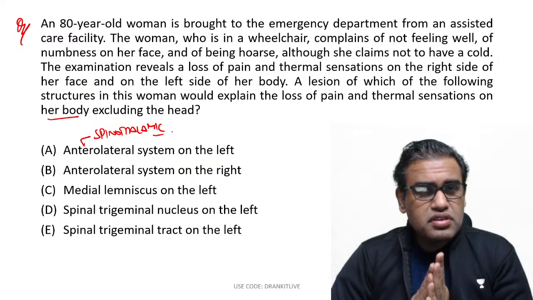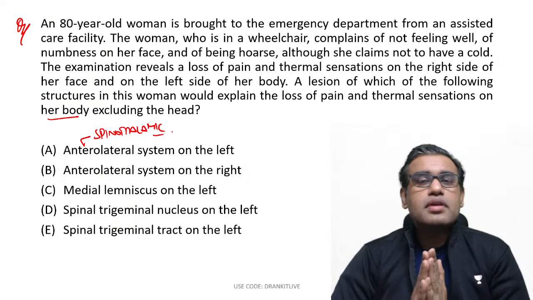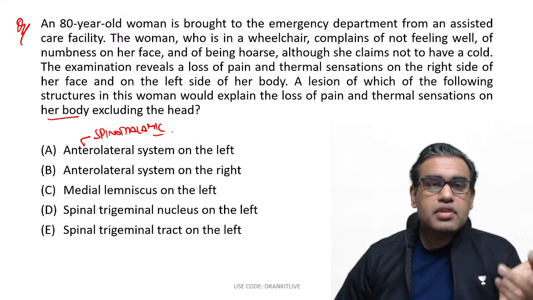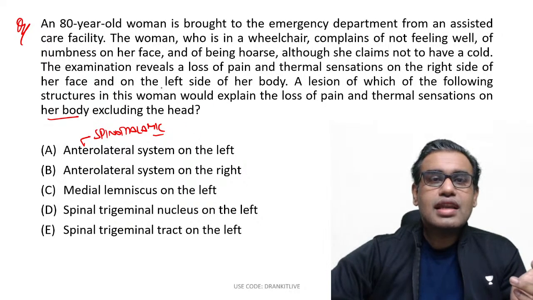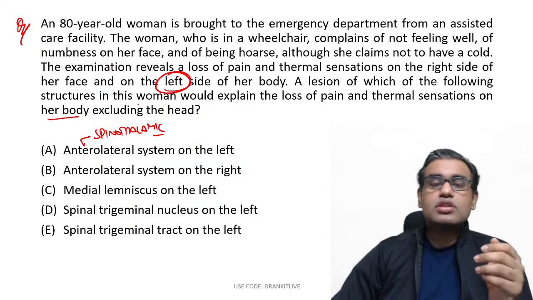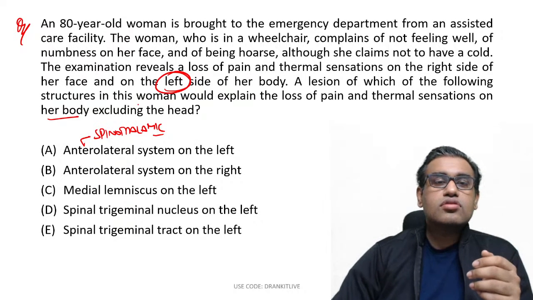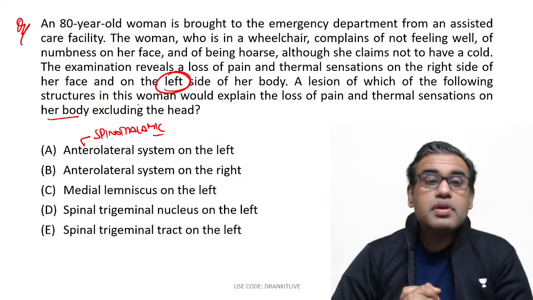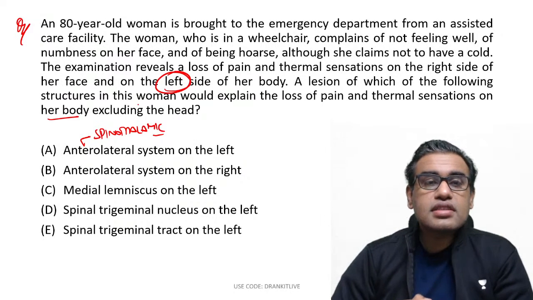A lesion of which of the following structures would explain the loss of pain and temperature on her body? Which side of her body? Loss of pain and temperature on the left side of her body. That is the question. So where do you think is the lesion? Ravi Shankar is going with B, the anterolateral system on the right side.